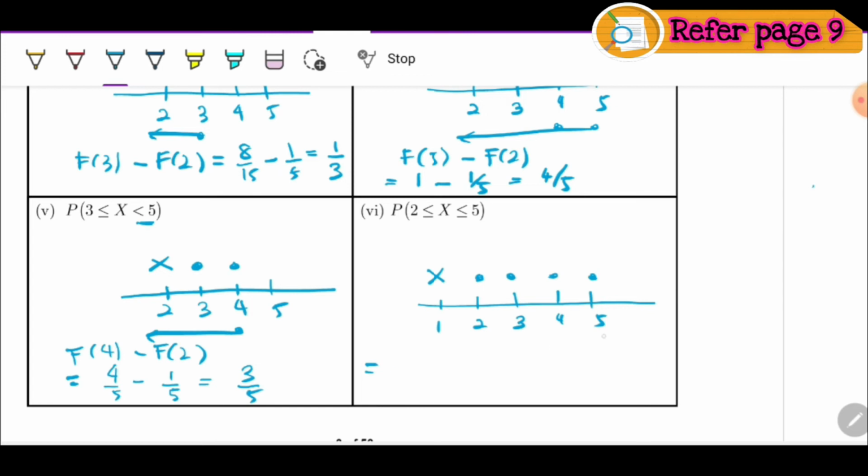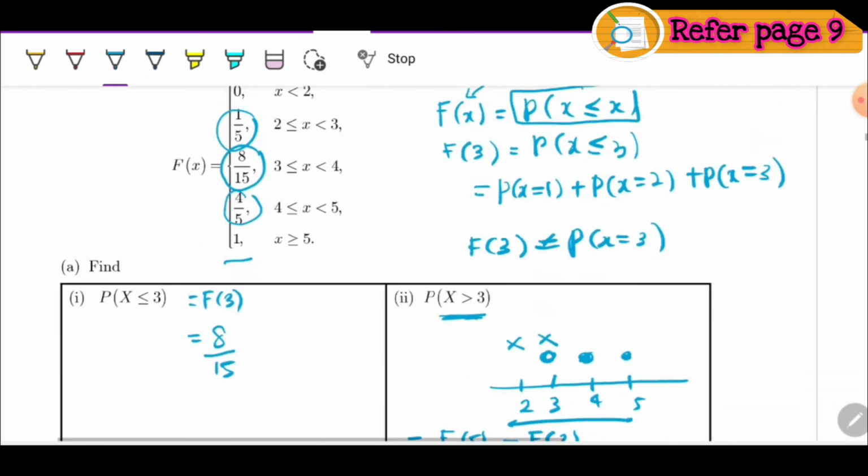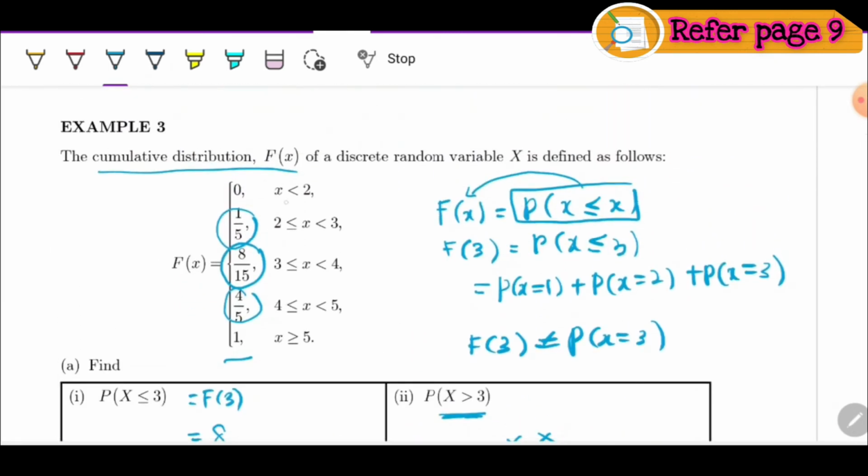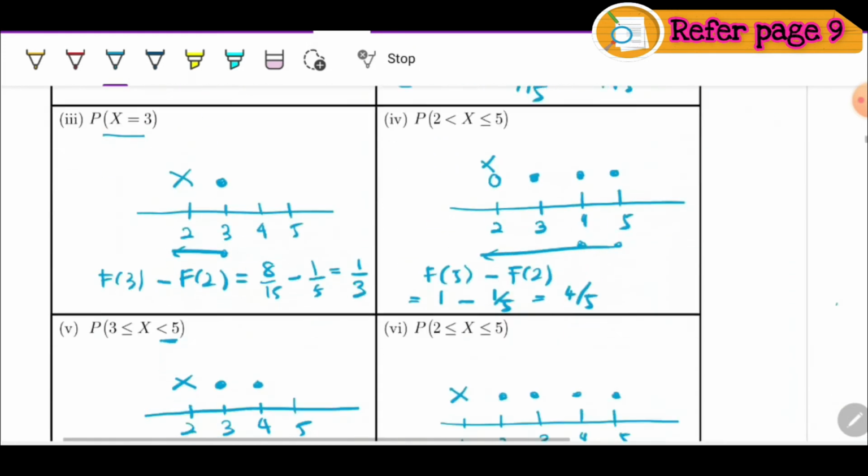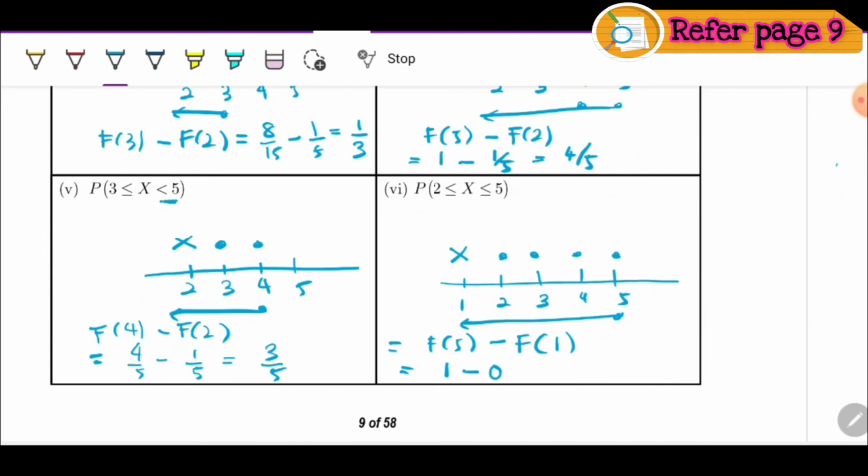Alright, so we start from F5, then minus F1. F5 is 1, and F1, looking at the function, is x less than 2, where the value is 0. So the answer is 1.